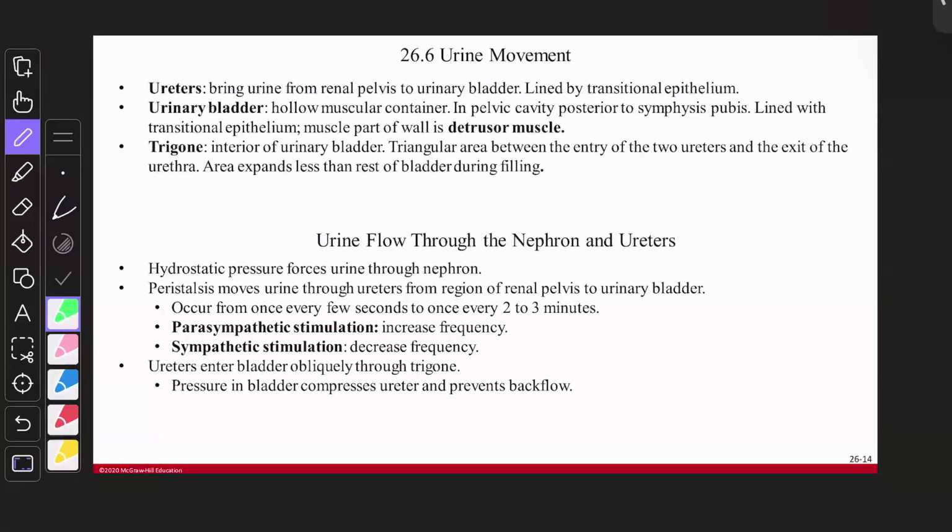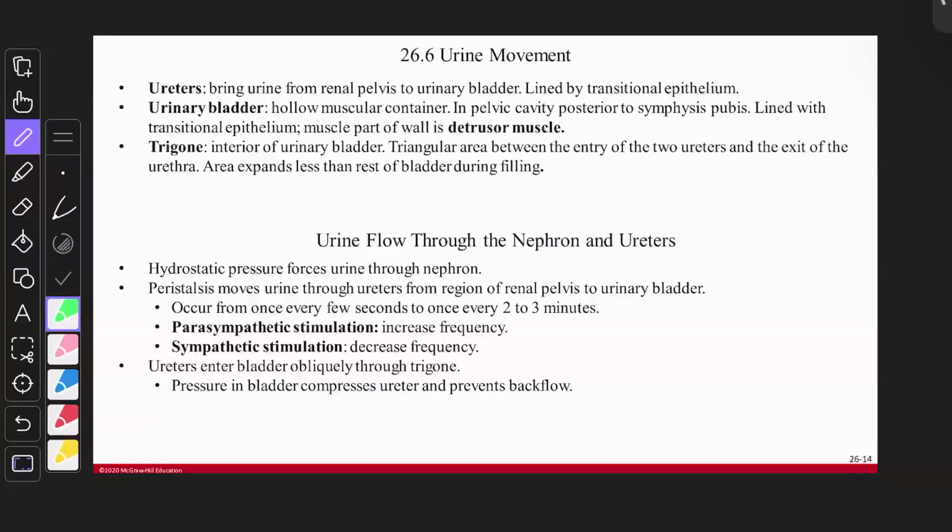So peristalsis increases when the parasympathetic system is involved. If the parasympathetic nervous system is turned on, peristalsis increases. If peristalsis increases, what does that do to the speed of the filling of your bladder? It increases, yes. It's usually once every few seconds to once every 2 to 3 minutes. That's the range of time that these peristaltic contractions can happen. The more frequent they are, the faster your bladder fills, the more frequently you have to pee.